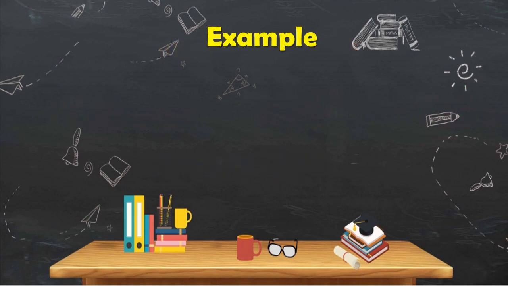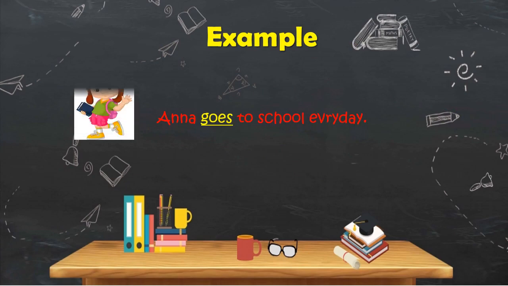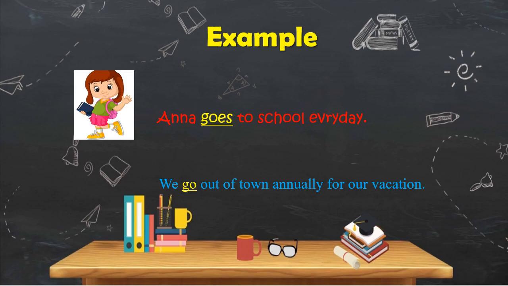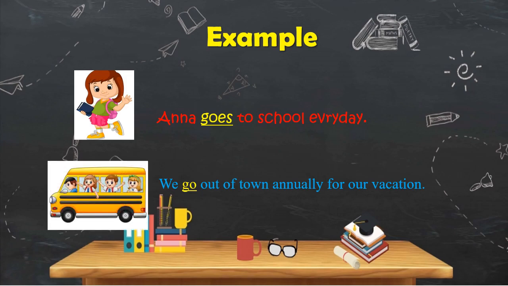For example, Anna goes to school every day. We go out of town annually for a vacation. Anna is singular, that's why we use the singular form of the verb goes. And we is plural, that's why we use the plural form of the verb go.